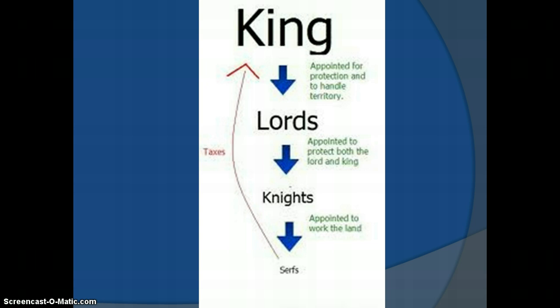So here's a diagram to help you think about how it is. The king appoints the lord to handle the territory, and then the lord appoints the knight to protect, and then the serf is appointed to work the land. And then, as I mentioned in the simulation, they had to pay very high taxes. Oftentimes they were so high it was more like slave labor.